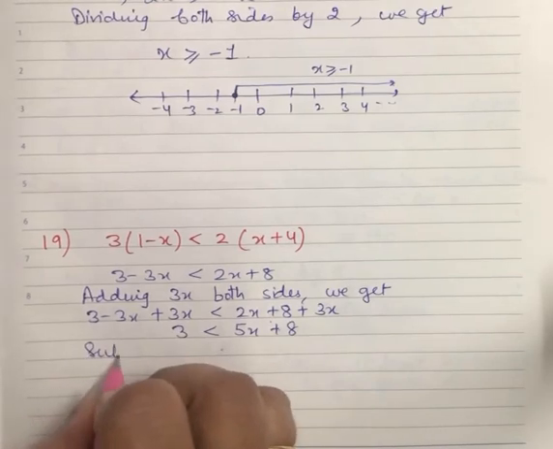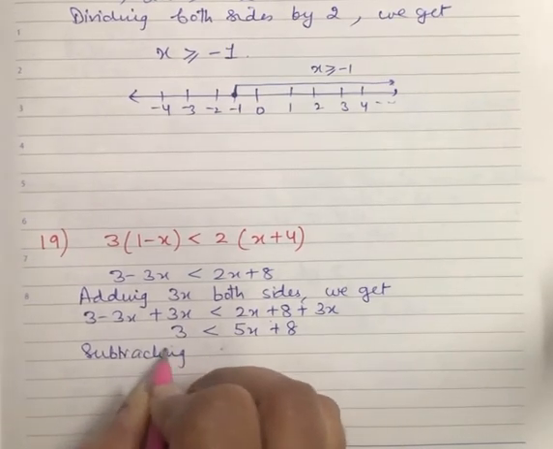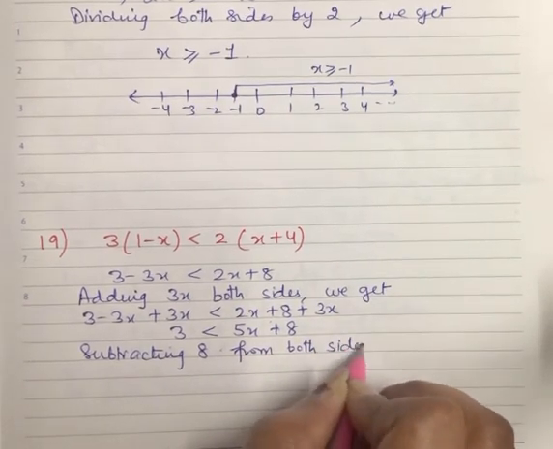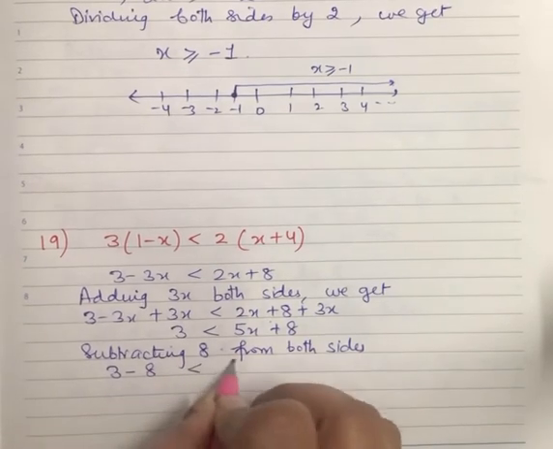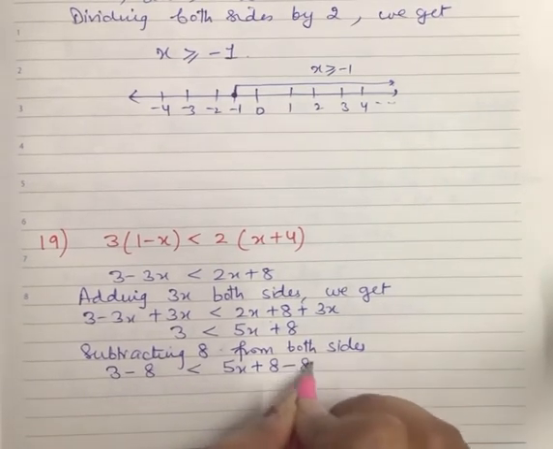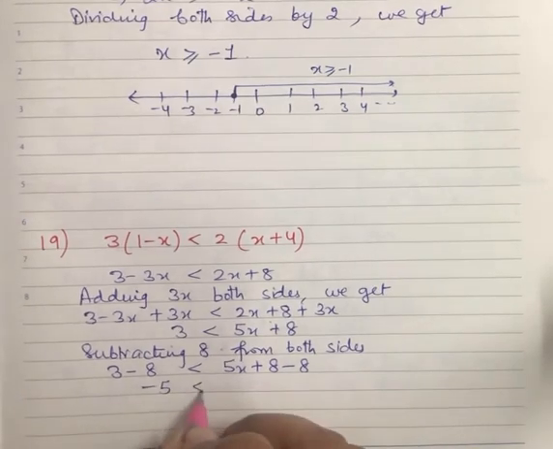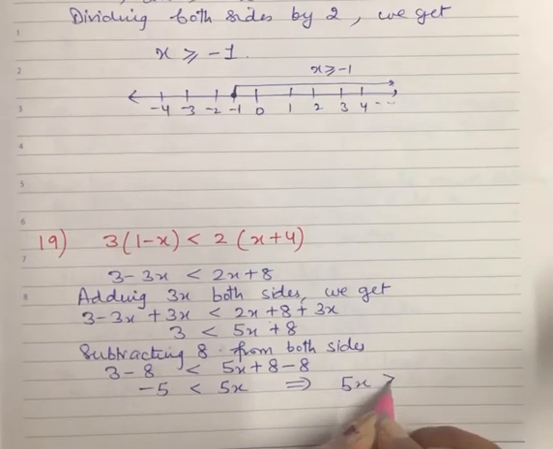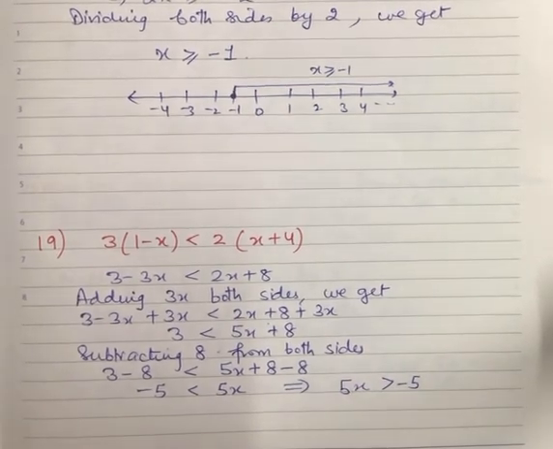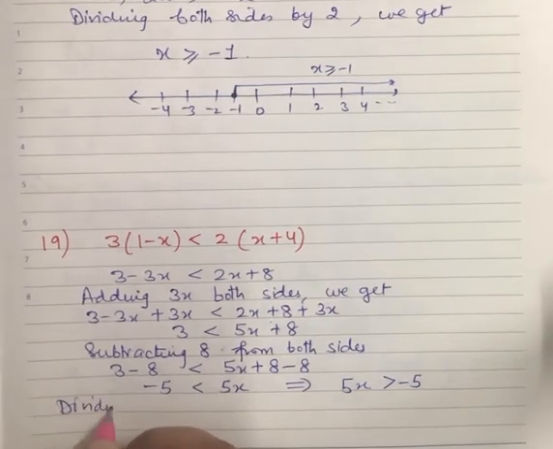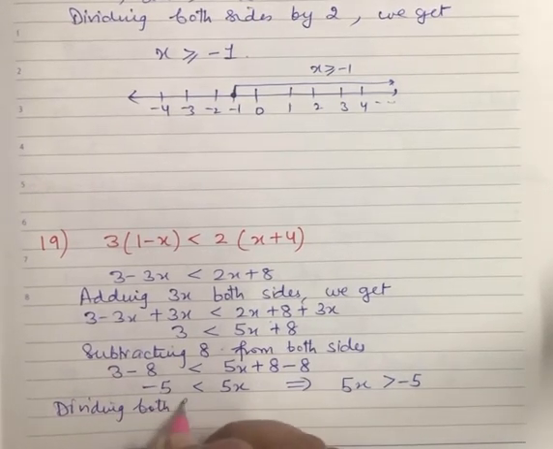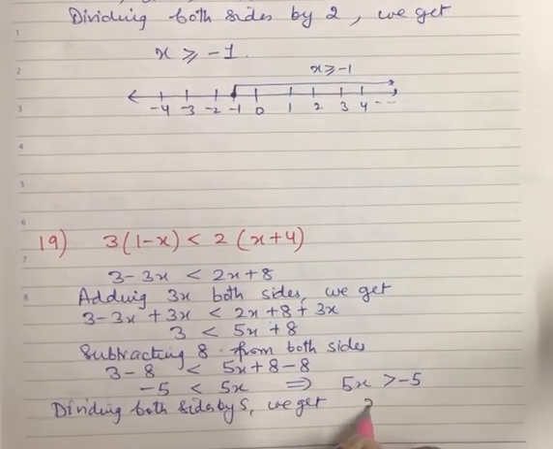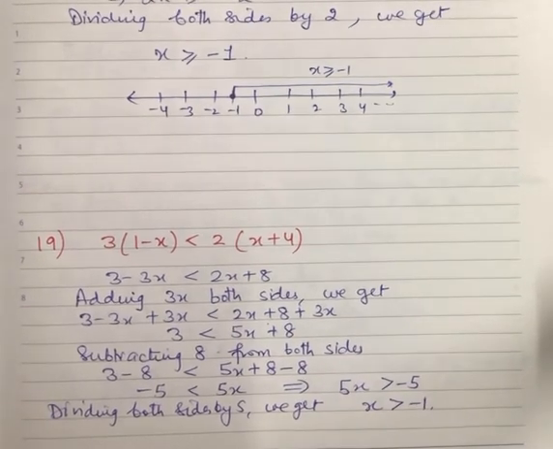Now subtracting 8 from both sides, so 3 minus 8 less than 5x plus 8 minus 8. So we get minus 5 less than 5x. So this implies 5x is greater than minus 5. Now on dividing both sides by 5, we get x greater than minus 1.